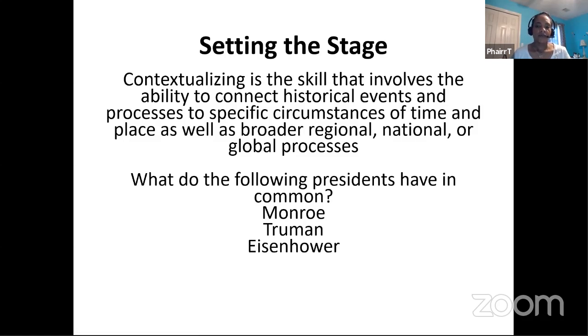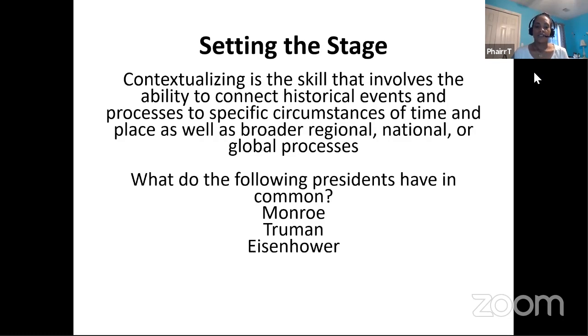First of all, contextualizing is the skill that involves the ability to connect historical events and processes to specific circumstances of time and place, as well as broader regional, national, or global processes. So in other words, it is the big picture, everything that has happened, everything that has been covered in US history up until this point. So period 8, of course, starts in 1945 and it goes into 1980.